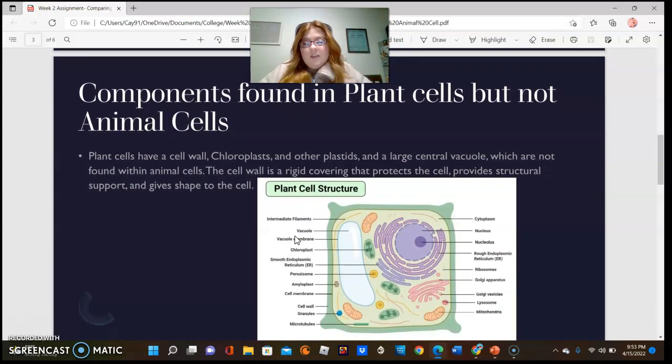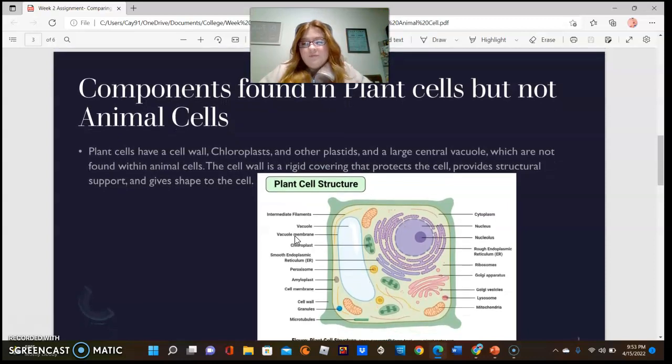Components found in plant cells but not animal cells. Plant cells have a cell wall, chloroplast and other plastids, and a large central vacuole, which are not found within animal cells. The cell wall is a rigid covering that protects the cell, provides structural support, and gives shape to the cell.